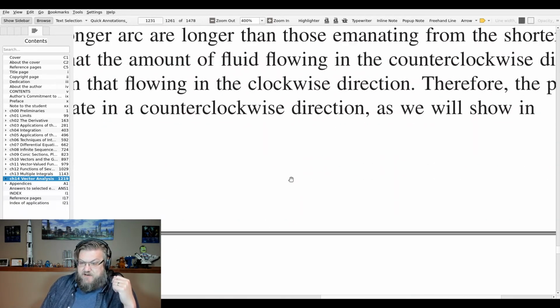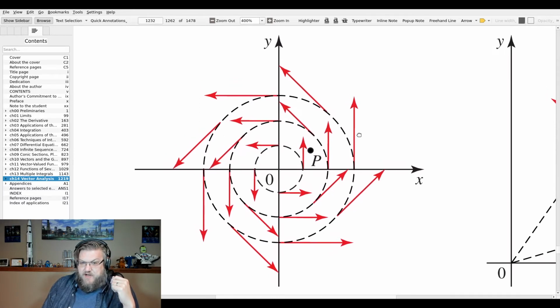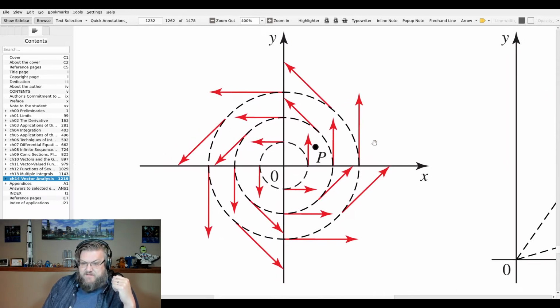And let's go ahead and look at their graph. Sorry for the big words there, but yeah, here is their version of this spin field, this vector field here, right?